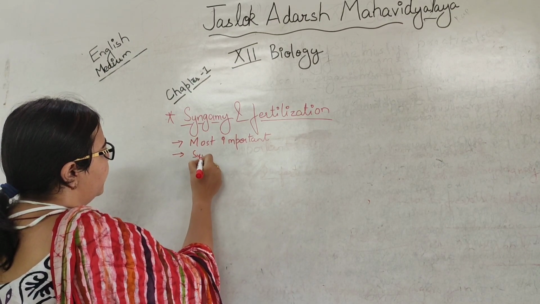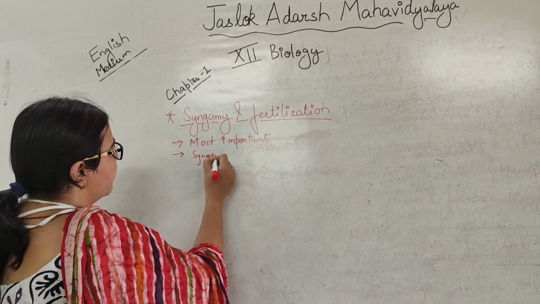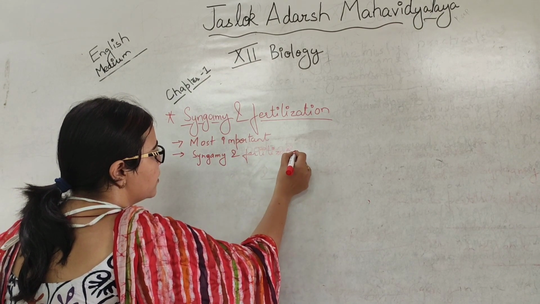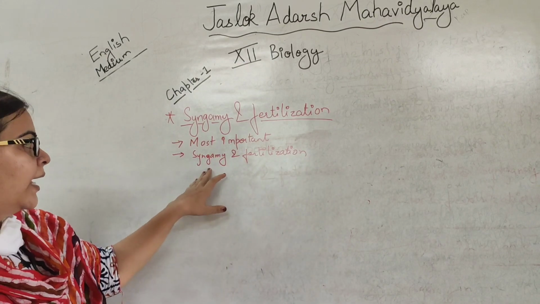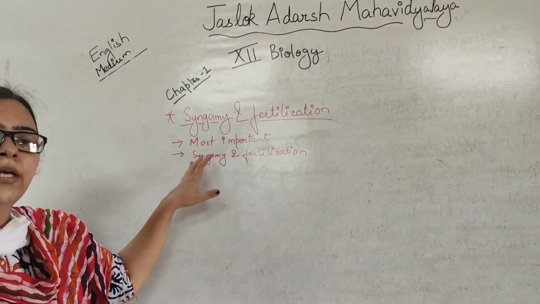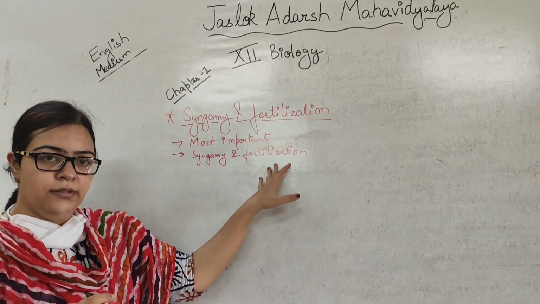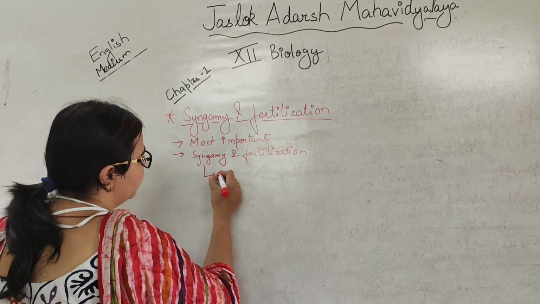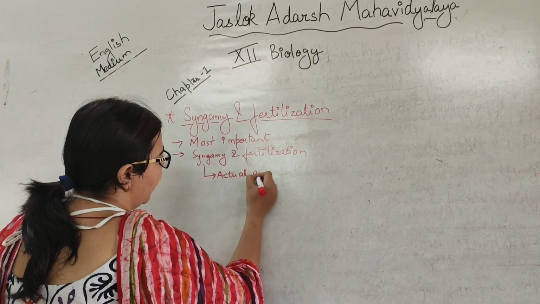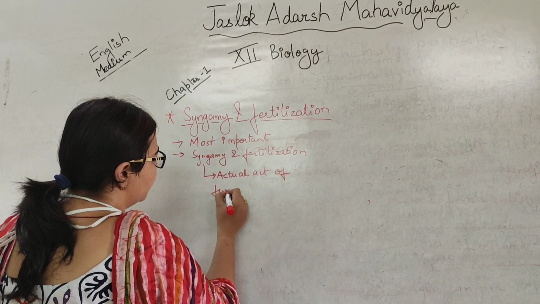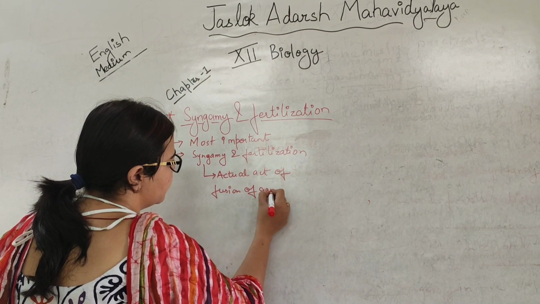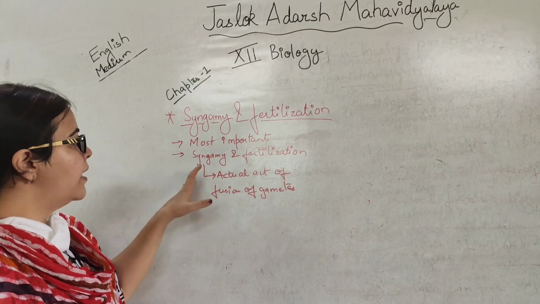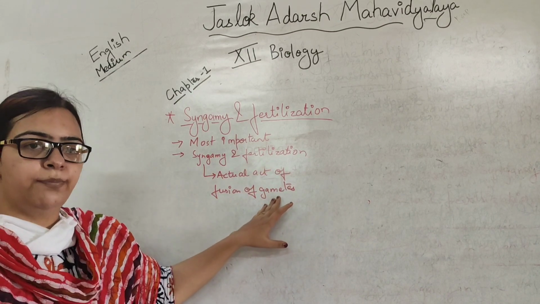Now, syngamy and fertilization. These two terms are used synonymously, like we can use syngamy for fertilization and fertilization for syngamy, but there is a difference between these two terms. Now, when we talk about syngamy, it is the actual act of fusion of gametes, that is both male and female gamete. When we talk about syngamy, it is the actual act of fusion of gametes during sexual reproduction.